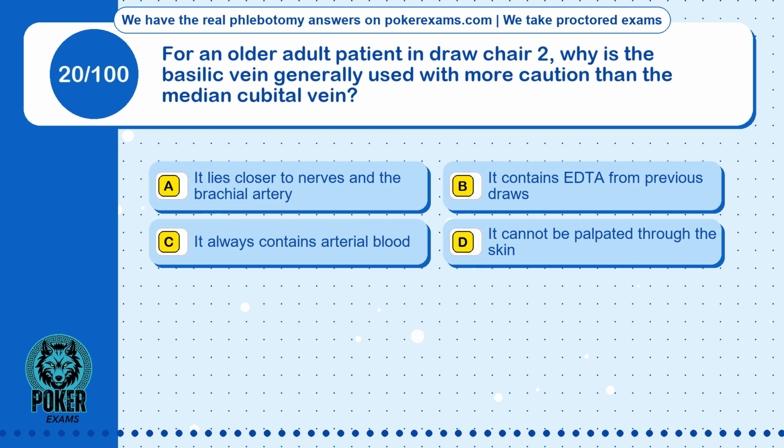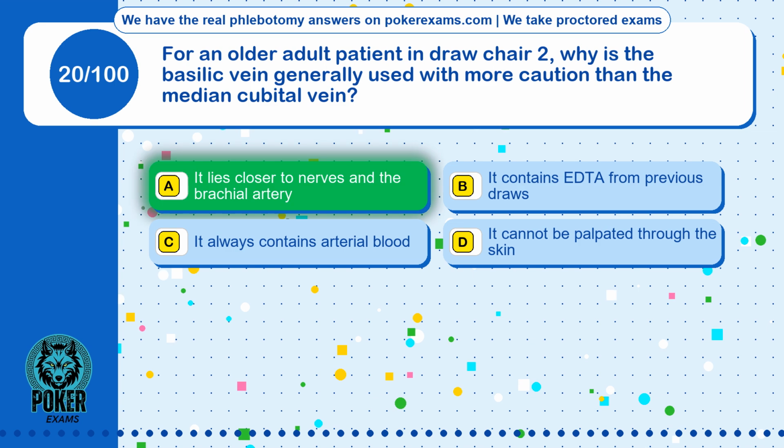Question 20. For an older adult patient in draw chair 2, why is the basilic vein generally used with more caution than the median cubital vein? Option A. It lies closer to nerves and the brachial artery. Option B. It contains EDTA from previous draws. Option C. It always contains arterial blood. Option D. It cannot be palpated through the skin.